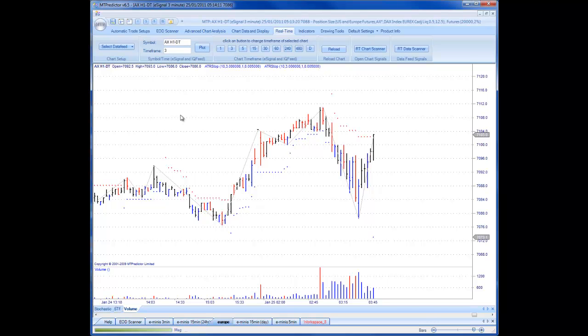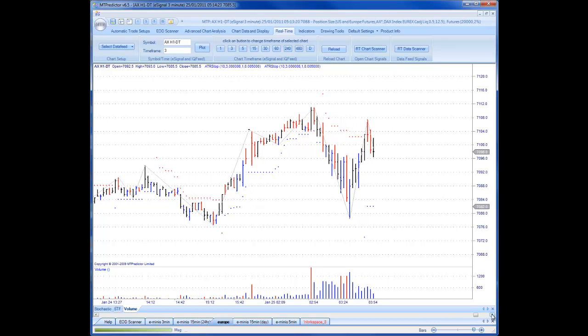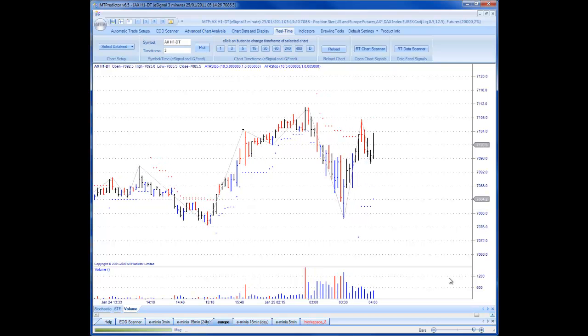In this video I'd like to look at some of the more advanced setups we can do in the MTPredictor program. In this particular example, the high volume VSA spike. What do I mean by this? Well, what I like to see is the market. I'm just moving forward here on a 3-minute DAX chart. So this is the DAX on a 3-minute chart here in Europe this morning. And I'm just moving forward here.